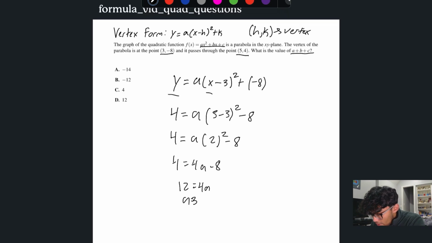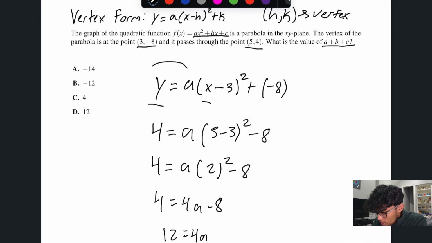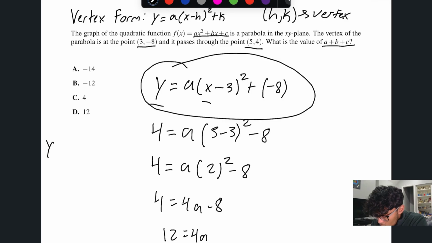Now that we have our a value, we can plug it back into this equation: y equals 3 times (x minus 3) squared minus 8. And now it wants us to find the value of a plus b plus c.